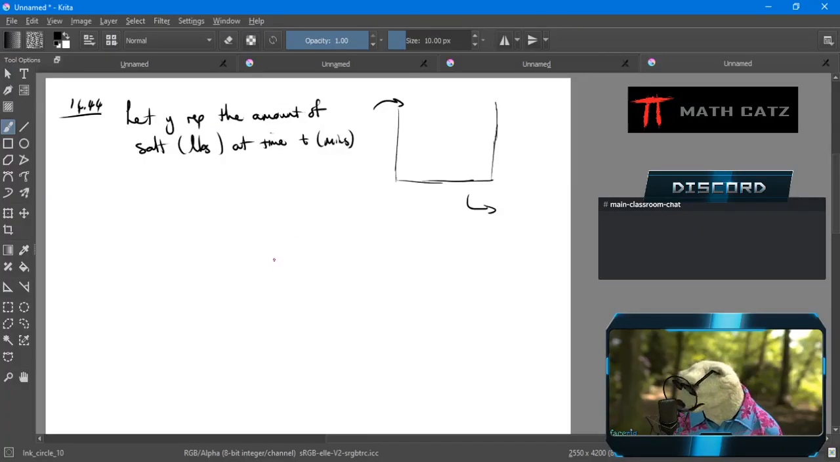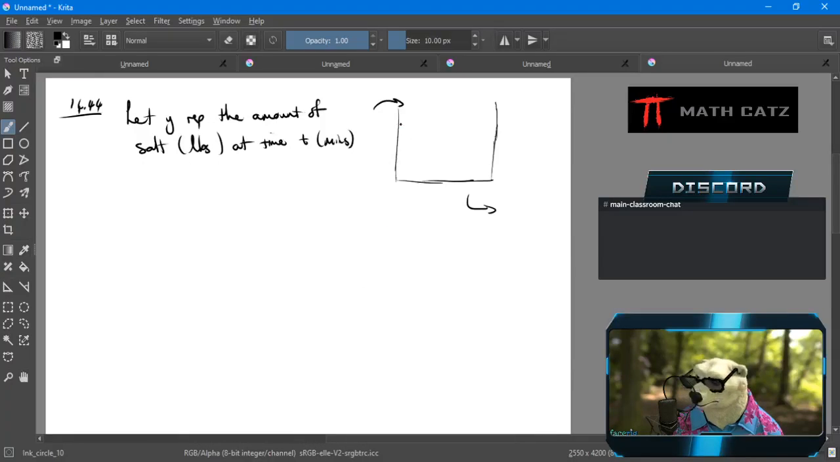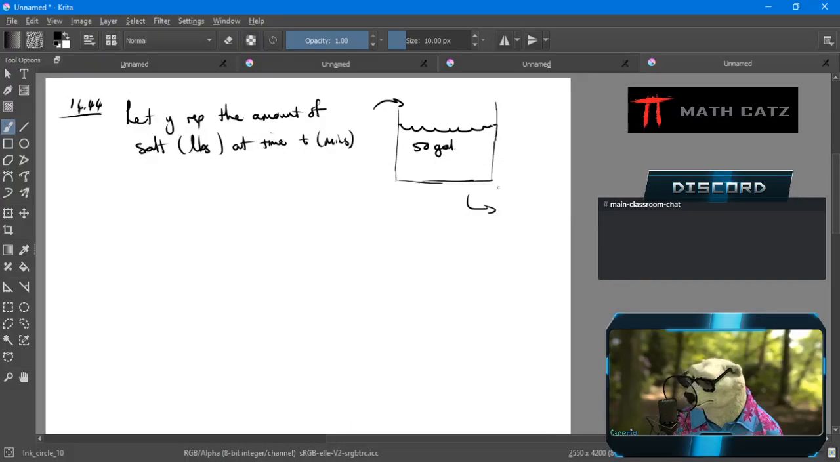Okay, let's see what we have here. So I have 50 gallons in my tank. 50-gallon tank. Initially, I have 10 pounds of salt. Okay, so my Y0 is going to be 10. All right.